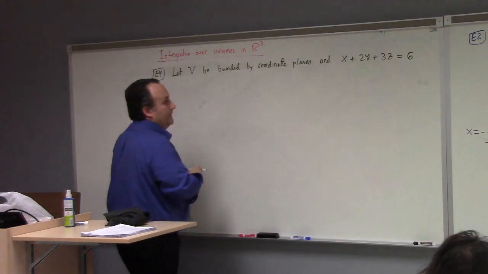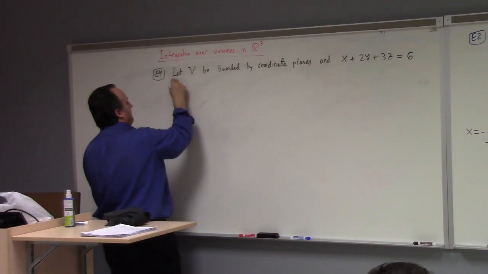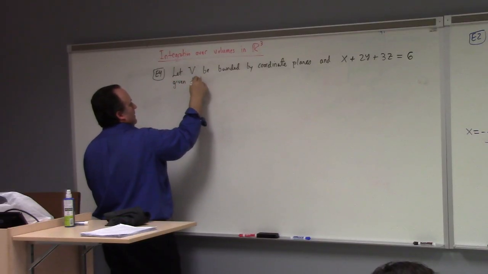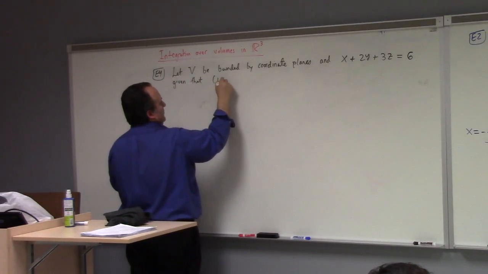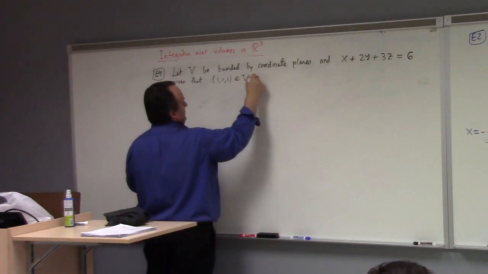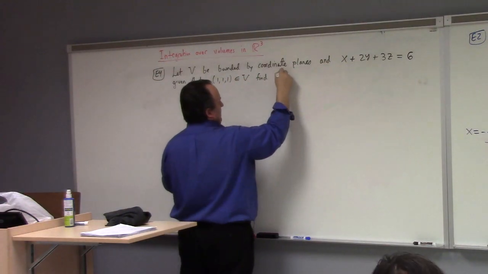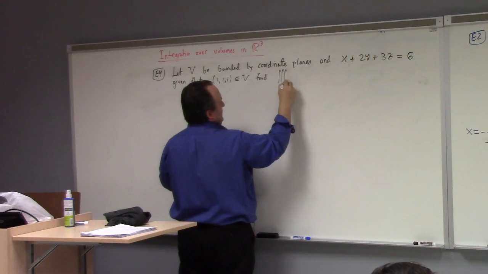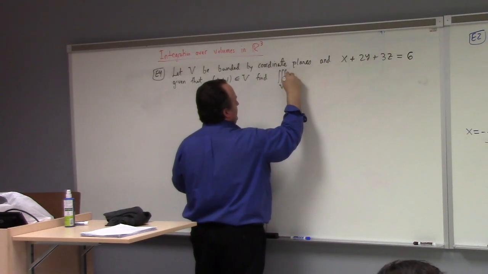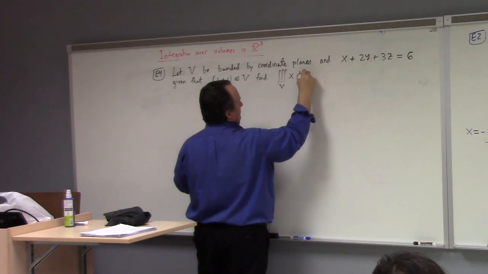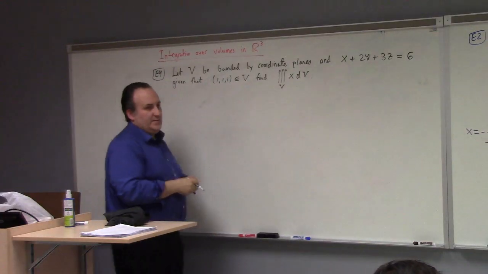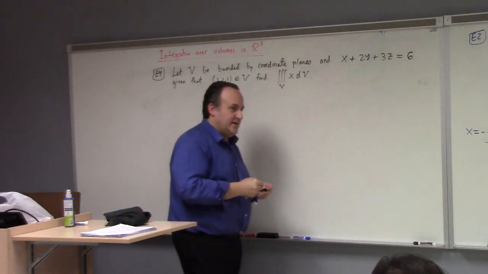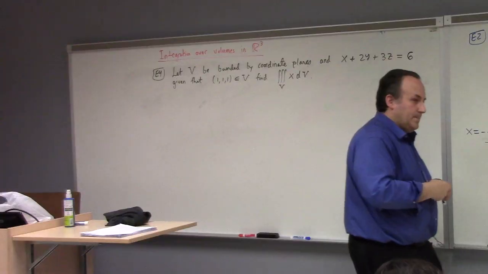All right. Given that (1, 1, 1) is an element of V, find the integral over this volume of, let us say, x dV. So I'll make the function we're integrating relatively benign. It's just x. All right?